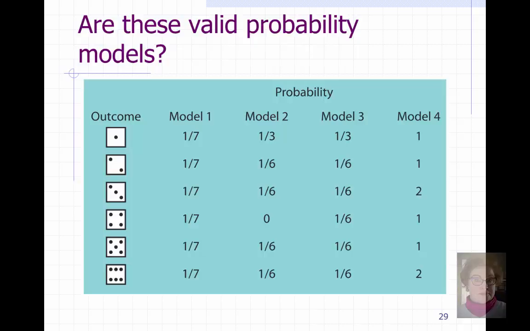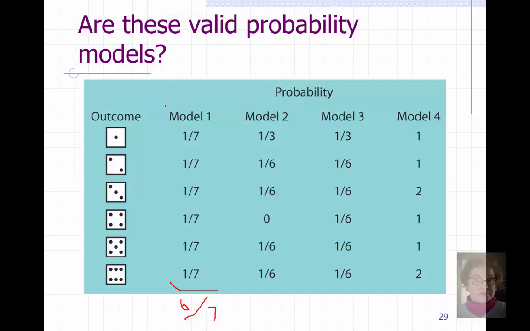So here's an example of some probability models. This is the probability model of one die and what's going to happen when we roll it. Well, in this one, they told us that 1/7 of the time we'll get a 1 or a 2 or a 3 or a 4 or a 5 or a 6. But let's look at the sum there. That's only going to come out to be 6/7.